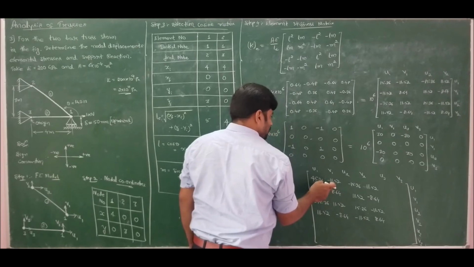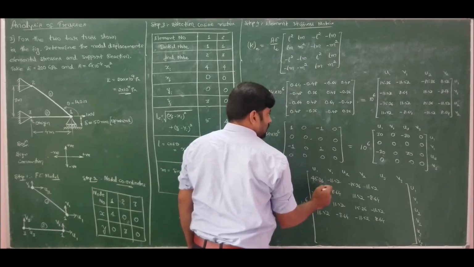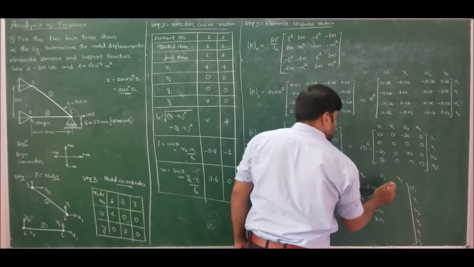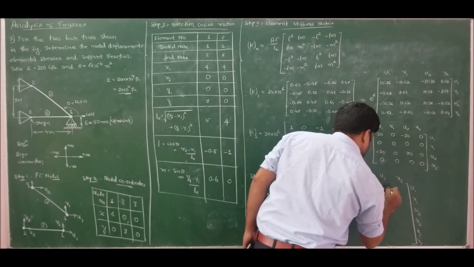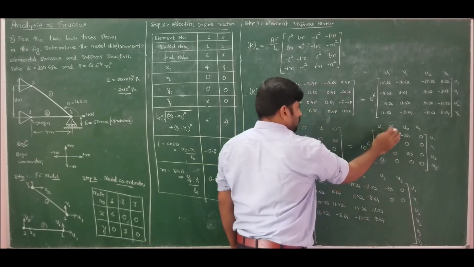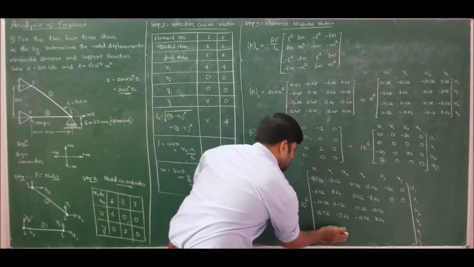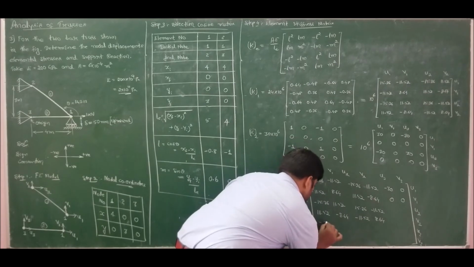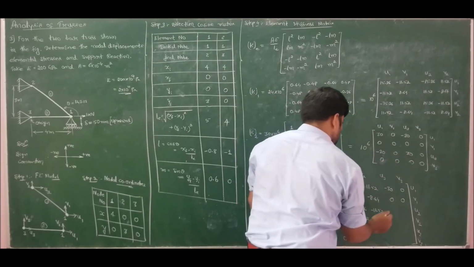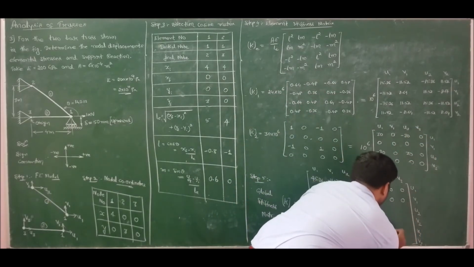45.36 plus 0 plus 0 plus 0 remains same. Next, U3 V3 cross U1 V1 will go here. It will become minus 30 0 0 0. This 4 will go for U1 V1 cross U3 V3, that is here. It will become minus 30 0 0 0, and this 4 is U3 V3 cross U3 V3 will come here, that is 30 0 0 0.